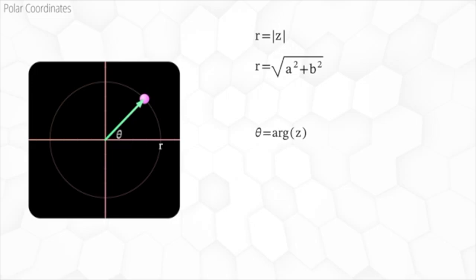Theta is the angle of our point. It is always measured anti-clockwise from the positive real axis. This value is quite important in complex analysis, so we give it a special name. It is called the argument, which we will write with a special function, theta equals arg z. To convert from Cartesian form, we can calculate theta using standard trigonometry. Theta equals the arctan of b over a.